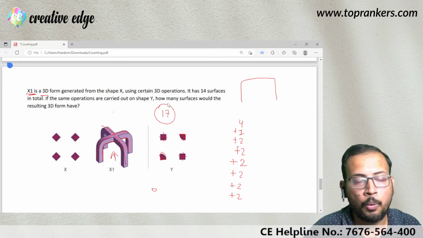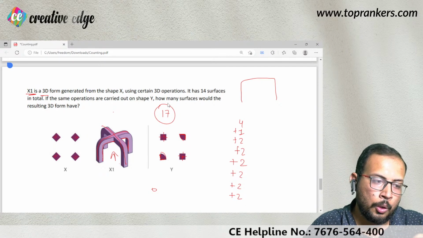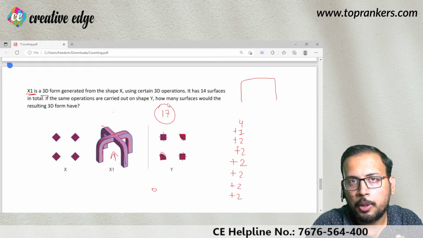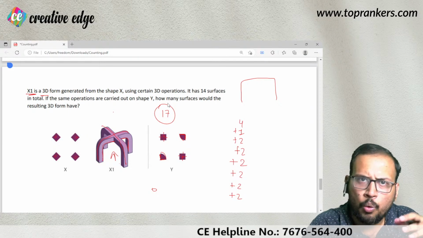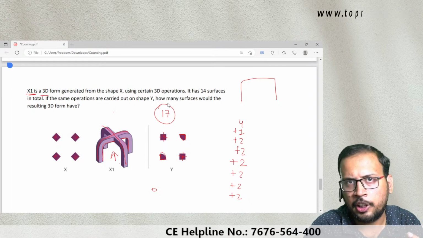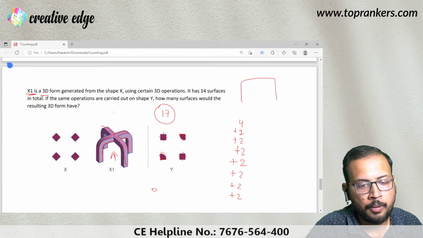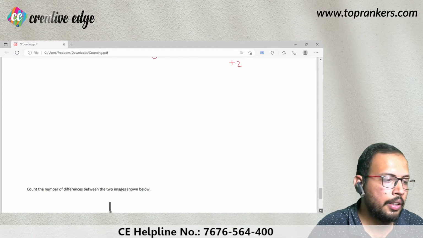I hope सभी लोगों को clear हो रहा होगा how I'm trying to count that. ठीक है? तो थोड़ा सा imagination लगेगा इसको count करने के लिए बच्चों, but I believe you all can do this question. आप कर पाओगे इसको, थोड़ा सा आपको बस imagination की जरूरत पड़ेगी इसमें. So 17 surfaces are there for doing this question. ठीक है? Now let us move to the next one.